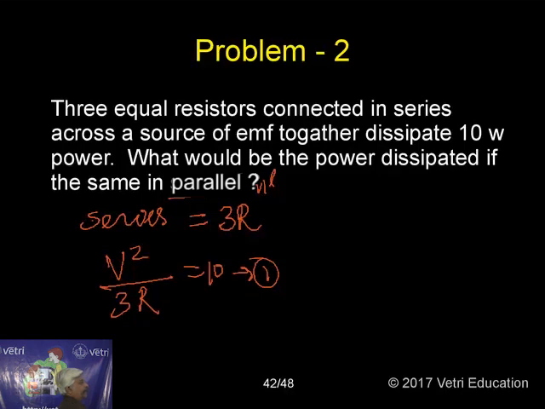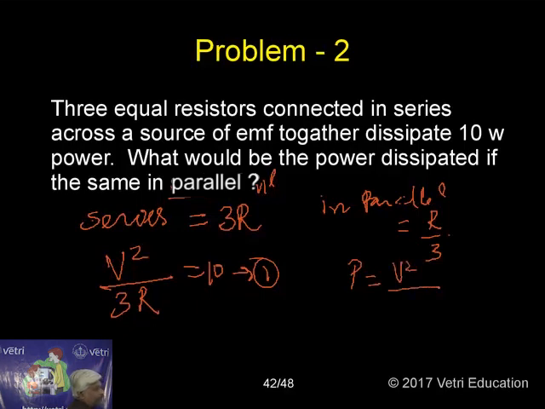The second one, in parallel. The question is asked in parallel, so we have to find the same in parallel. It is not series, it is parallel. For parallel, the total resistance is R by 3. Why is it R by 3? 1 by R1 plus 1 by R2 plus 1 by R3. Therefore, 1 by R plus 1 by R plus 1 by R, that is 3 by R. Therefore, R by 3 is the resistance. Therefore, power is equal to V squared by R. With R by 3, the 3 comes up. This is equation number 2.